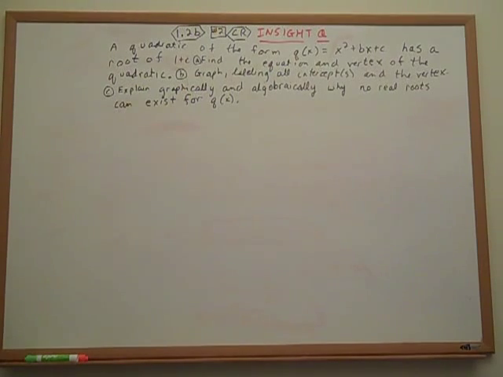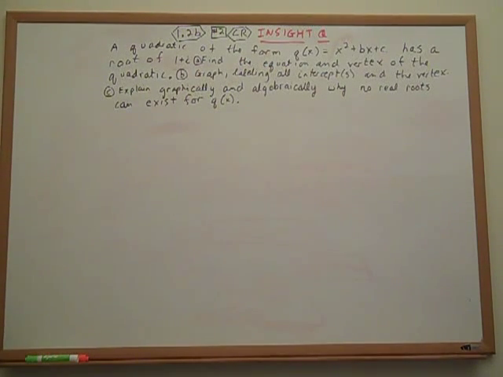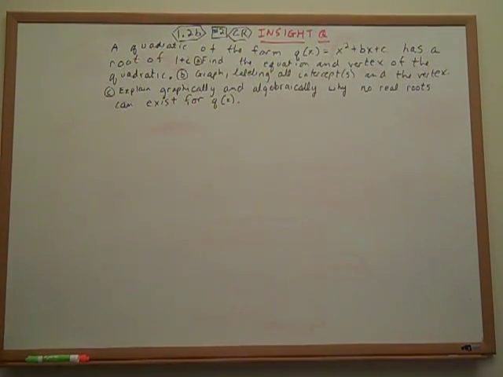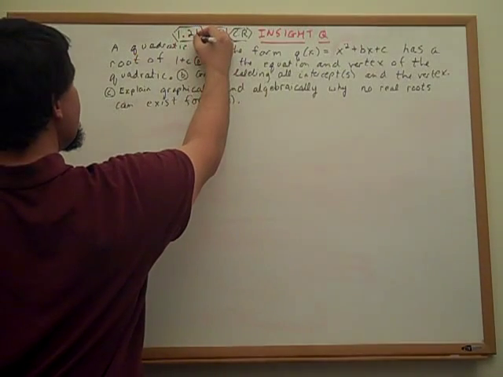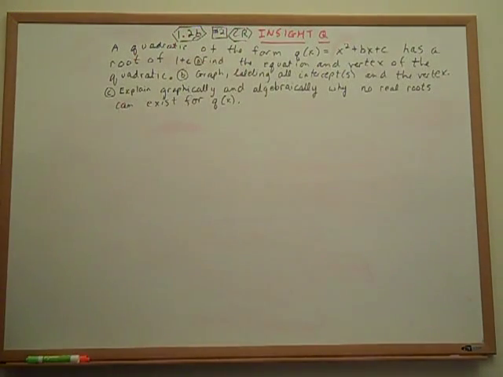CSET, Subtest 1. This is from 1.2b and c. It's quadratic work.